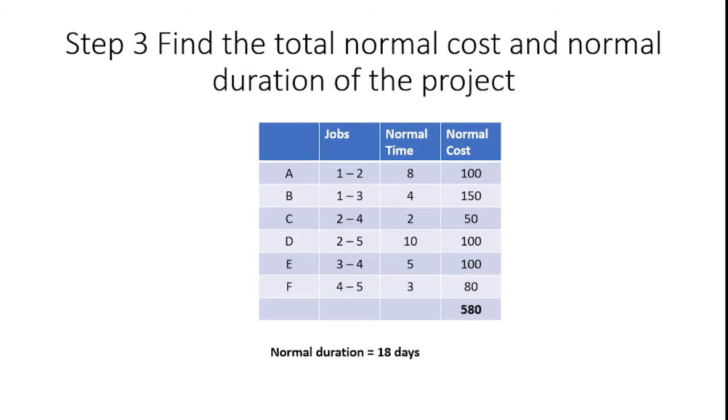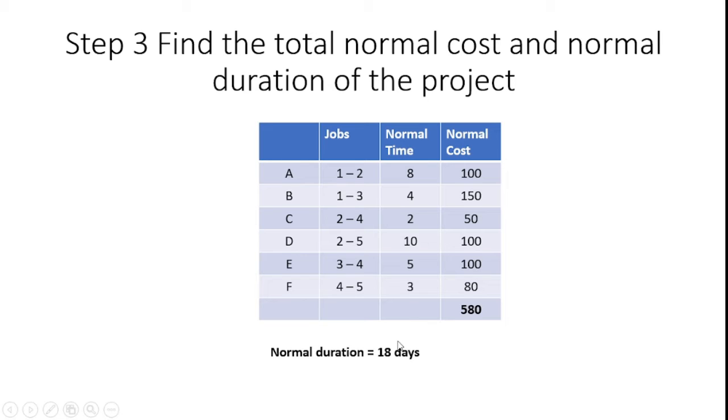The next step, the third, is to find the total normal cost and the normal duration of the project. In the given project data, the job sequence is available along with normal time and normal cost. Normal time is in days and normal cost is in rupees. How can I identify the total normal cost? I sum up all the normal cost values: 100 plus 150 plus 50 plus 100 plus 100 plus 80, which gives 580. So the total normal cost is 580, and the normal duration of the project is 8 plus 4 plus 2 plus 10 plus 5 plus 3 days. From this I get 18 days.